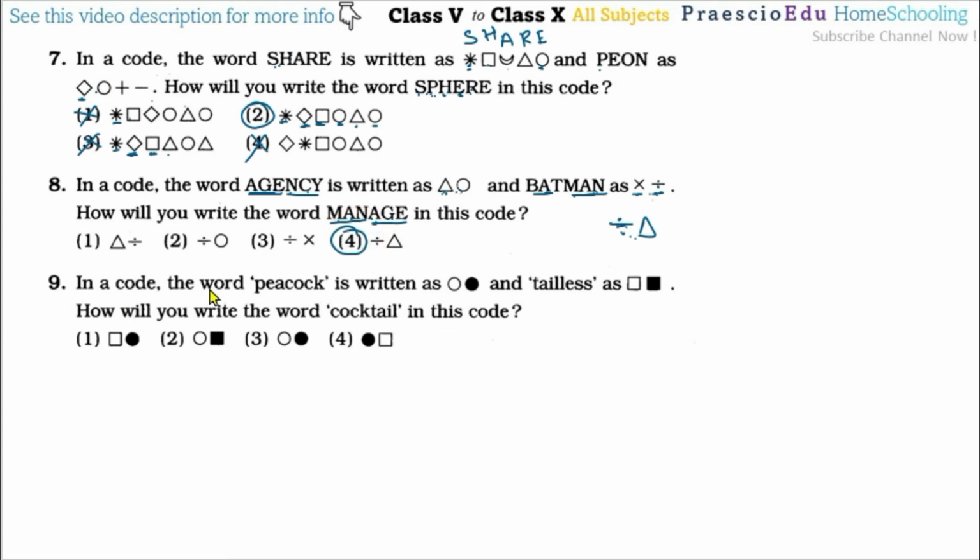Now question number 9. In a code, the word peacock is written as these two symbols. Then tailless is written as this one. So how will we write the word cocktail? Now here the two symbols are for the six-letter words, meaningful words, so we will separate them like this: pea and cock. After this one, the tail and the less. So the tail has these symbols, like this one, and the cock has this circle, these solid circles, and this is the square shape. So like this one and this one.